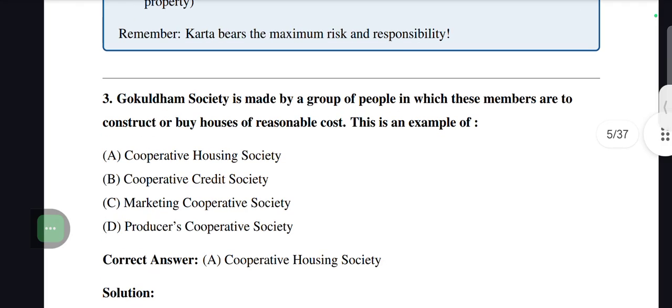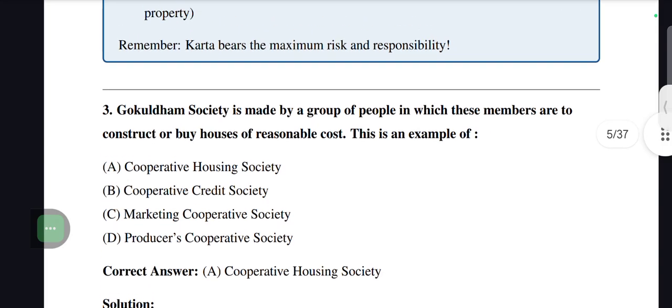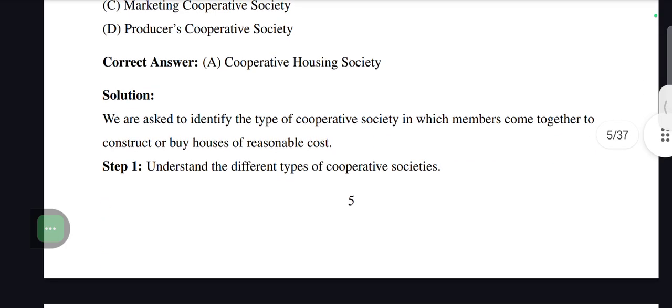Next, the third question: Gokuldam society is made by a group of people in which the members construct or buy houses at reasonable cost. This is an example of cooperative housing society, cooperative credit society, marketing cooperative society, or producers cooperative society. Which is the correct answer? Let us see the explanation of the options one by one.